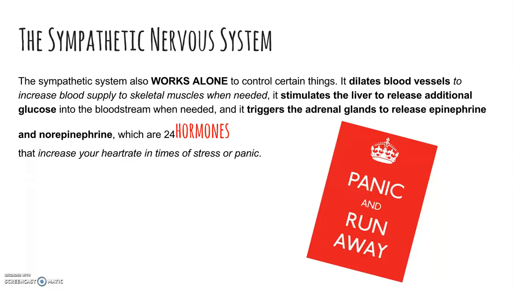When your body has to have dilated blood vessels, increasing blood supply, an increase in the amount of glucose quickly into your bloodstream, and when the hormones epinephrine and norepinephrine increase your heart rate in that time of panic, those are sympathetic system actions that occur by themselves, and sometimes they don't have the parasympathetic following behind.